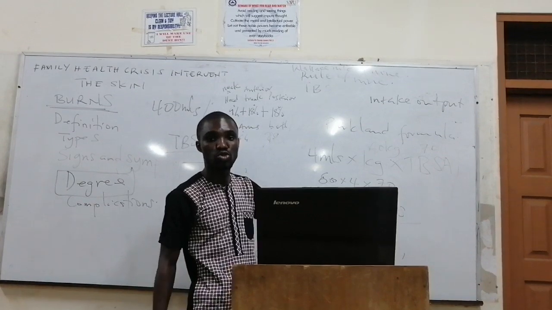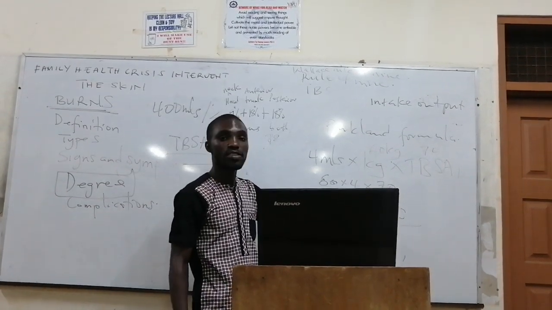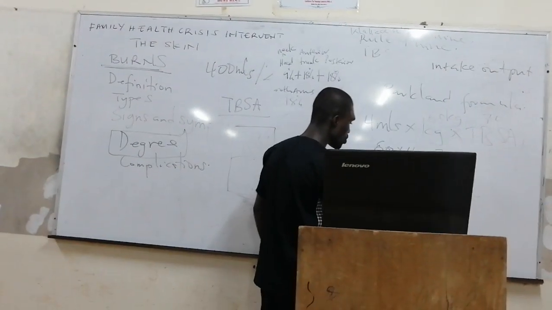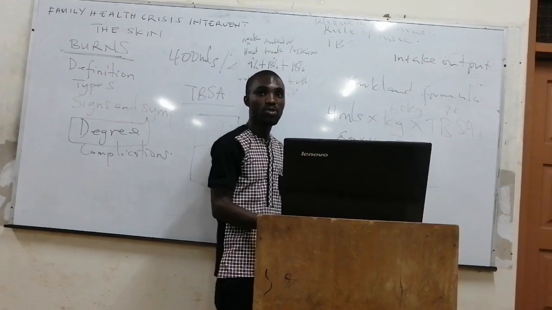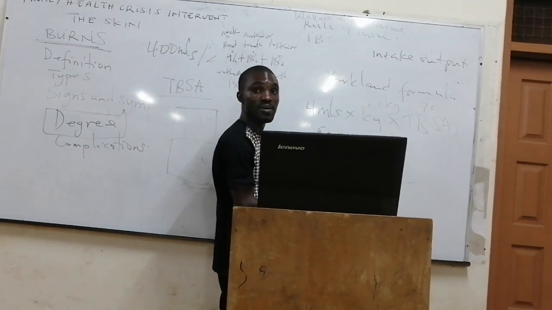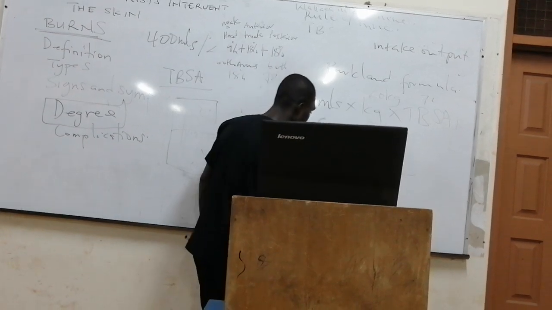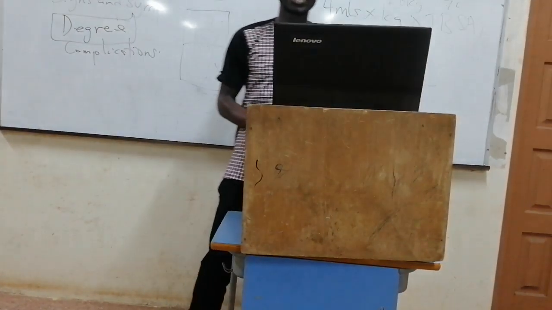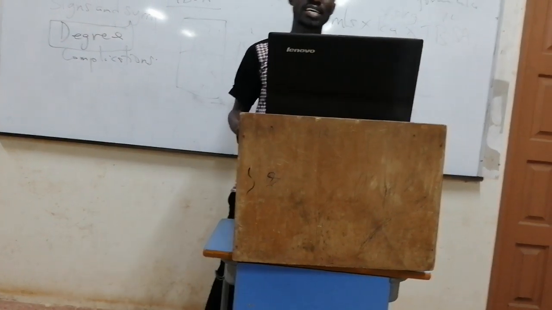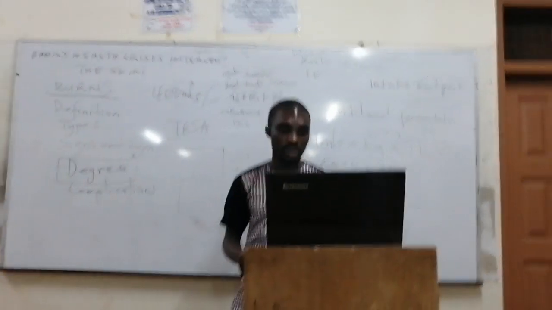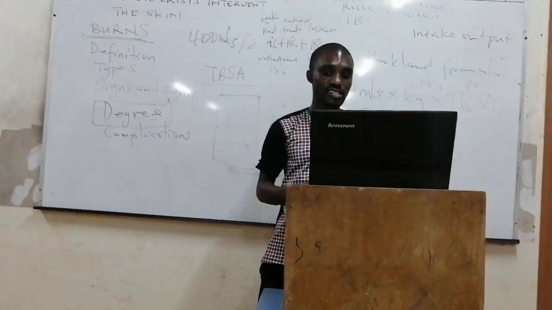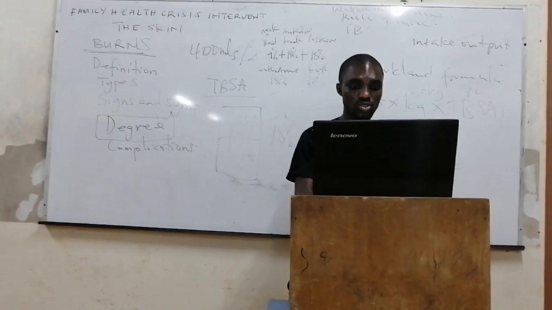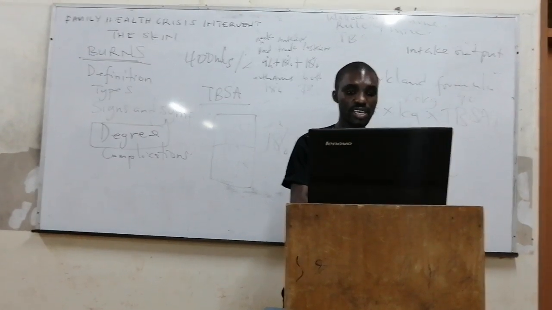So you divide this by 2. If you divide this by 2, half of it should be given within the first 8 hours. So half of it, which is 8400 mils, is given within the first 8 hours. Then the rest is given within the remaining 24 hours. So this is the Parkland formula you use to calculate the amount of fluid that should be given to a patient who is involved in burns.